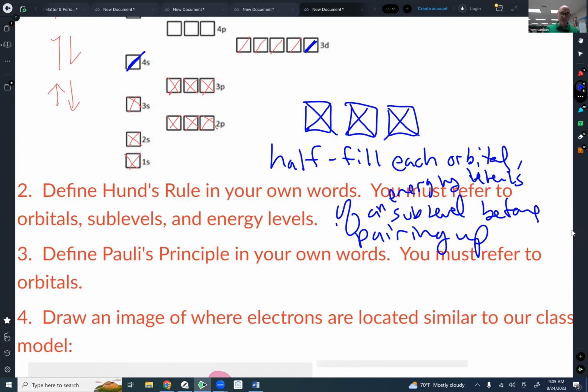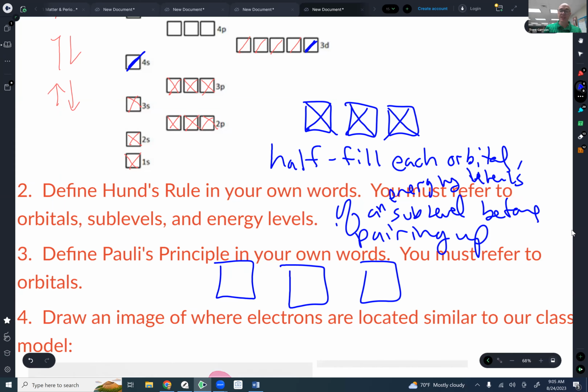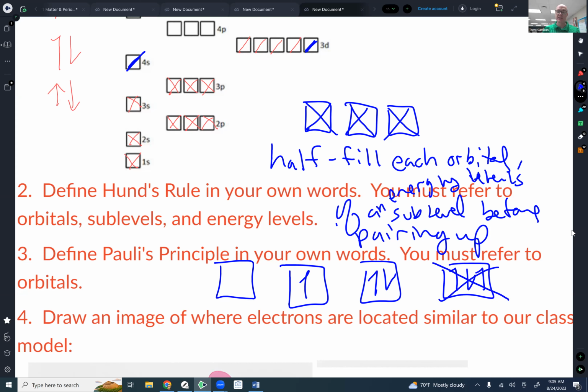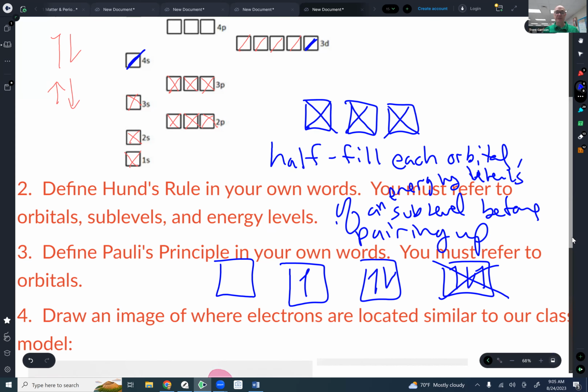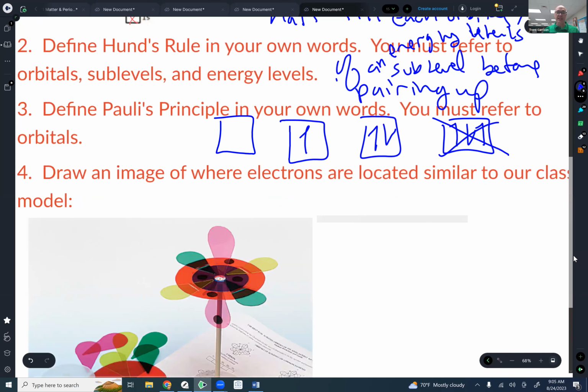All right, or sublevel. Pauli's principle just simply states that you can have a maximum of 2 electrons in a box. You can have 0, you don't have anything in there, you can leave it blank, you can have 1, or you can have 2. That's what Pauli's principle says. You cannot ever have 3. It is not possible.